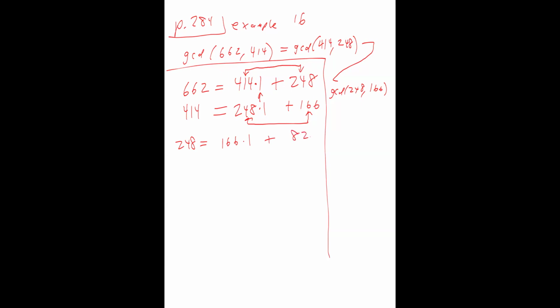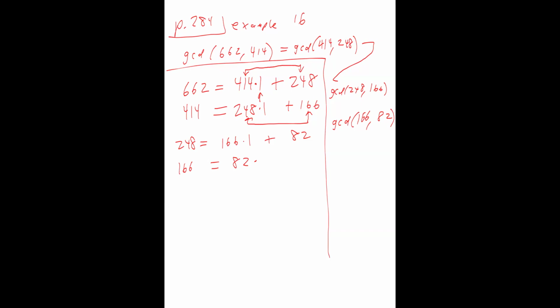So that means for the GCD of 248, 166, I can shift the 166 to the left and replace the 248. So now 166 is the bigger number, and the smaller number is only 82. That's the remainder after dividing the bigger number by the smaller number. Then I'm going to work with the bigger number, 166, and take the smaller number and divide it into the bigger number. So how many times does 82 go into 166?